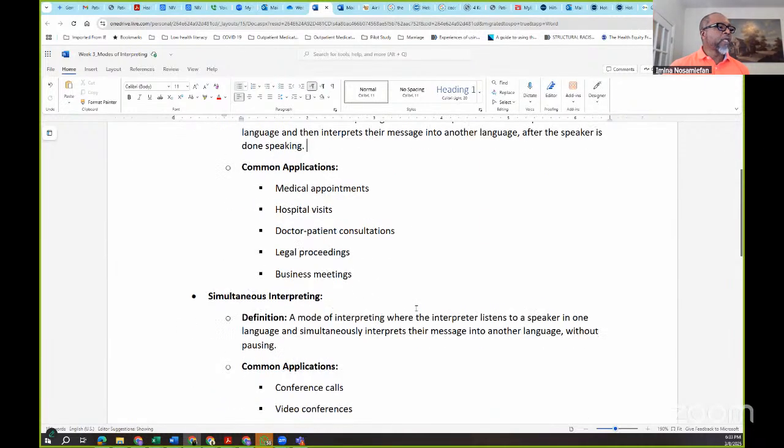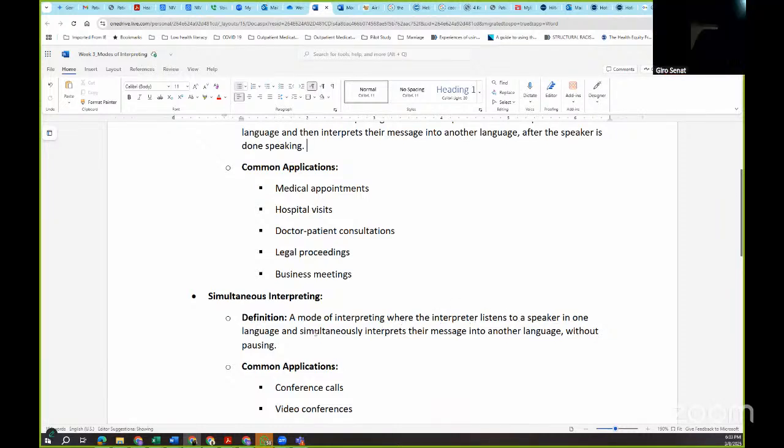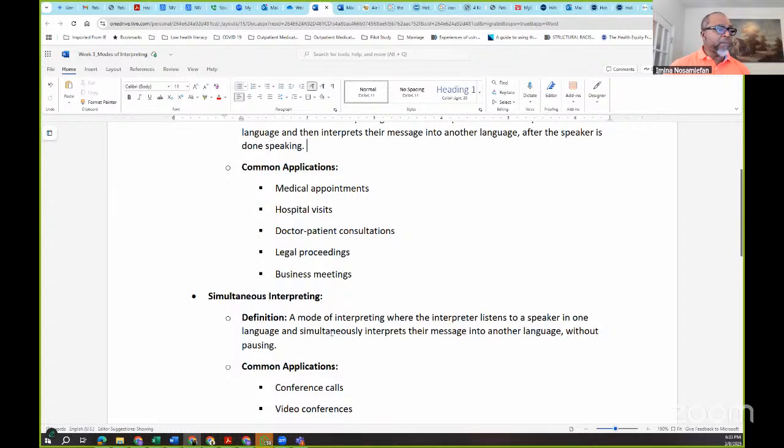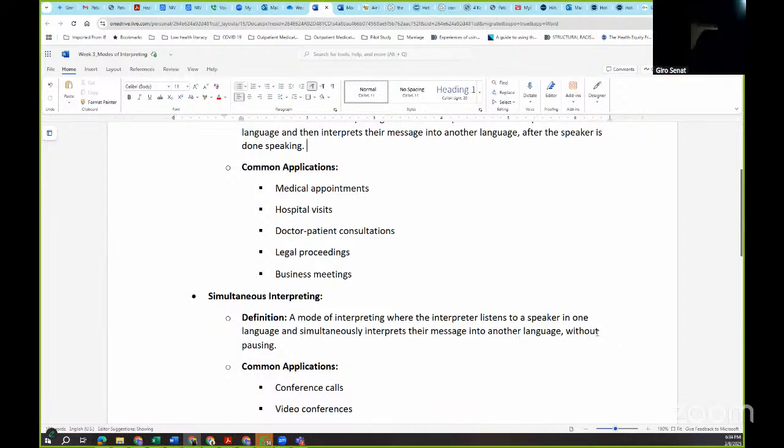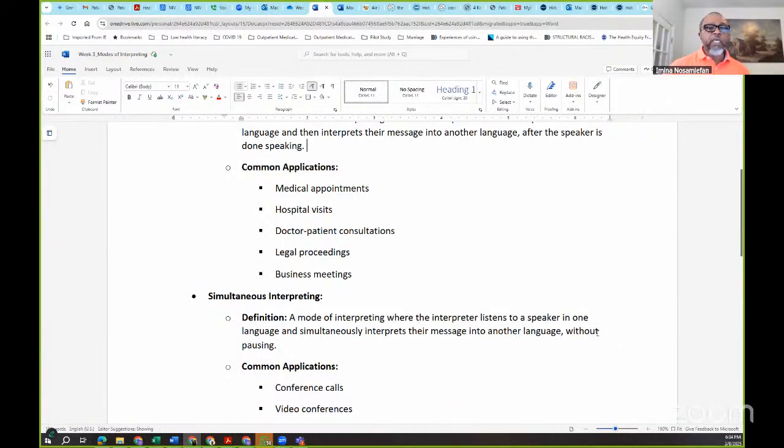Okay, now, simultaneous interpretation is a mode of interpreting where the interpreter listens to the speaker in one language and at the same time simultaneously interprets their message into another language while the speaker is still speaking. So in consecutive, the speaker speaks and pauses and allows the interpreter to interpret.